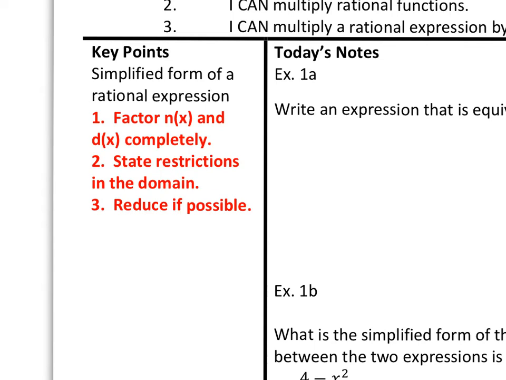When you're asked to simplify a rational expression, what you want to do is factor both the numerator and denominator completely. So we're used to that. Also, anytime we have a variable in the denominator, we're going to state our domain restrictions. From here, the process is different. When we just have one expression, so one big fraction, once you've stated your restrictions, all we need to do is reduce the fraction if possible.